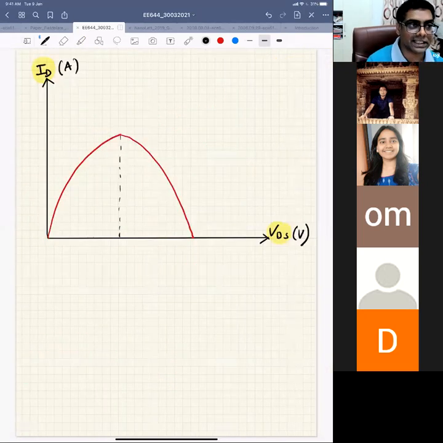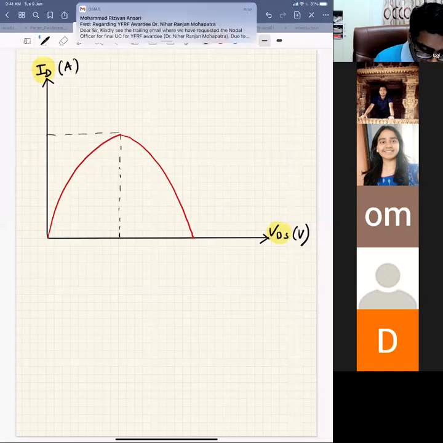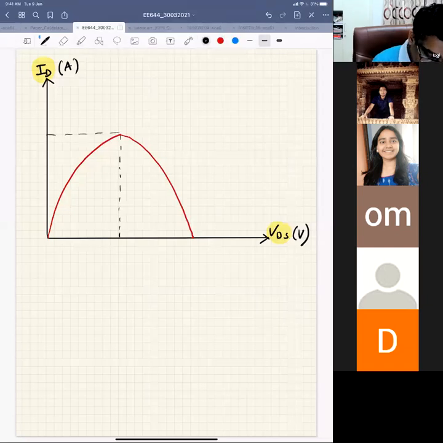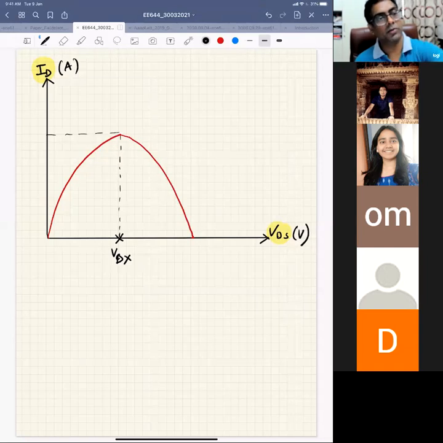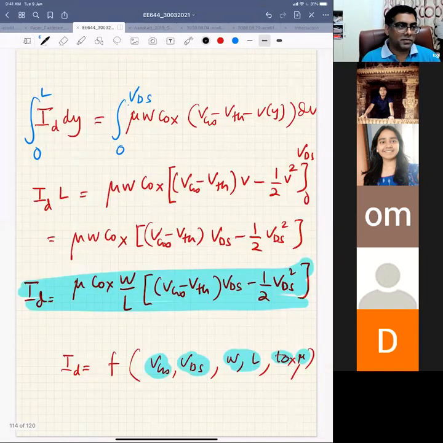It will initially increase, and then at a certain VD, let's say this is VDX, your curve will again go down. This means if you take this equation and plot ID as a function of VDS, you get this shape.